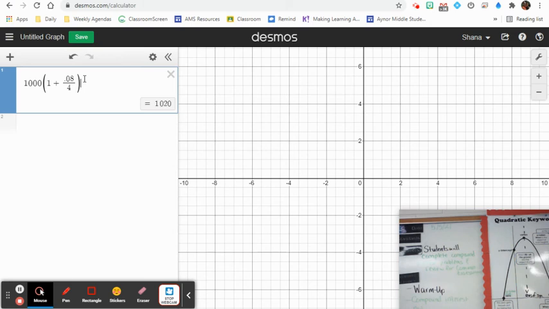And we said this was all to the 5 times 4 power, which is 20th power. So I messed up. What did I type in wrong? Oh, I didn't raise it to an exponent. That's what I did wrong.